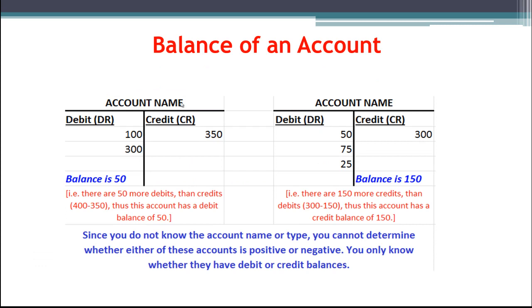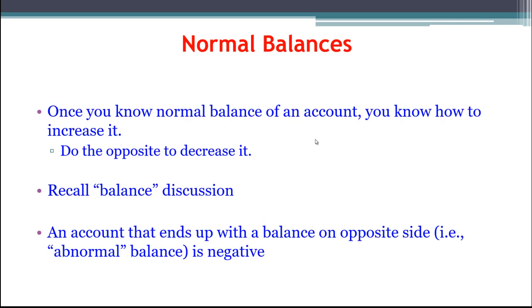In the end, we talked about the normal balances. And here are the two different T accounts. This is just a repeat of what we talked about earlier, how we balance an account in general. And we know the normal balance rules. You need to understand those from the earlier part.